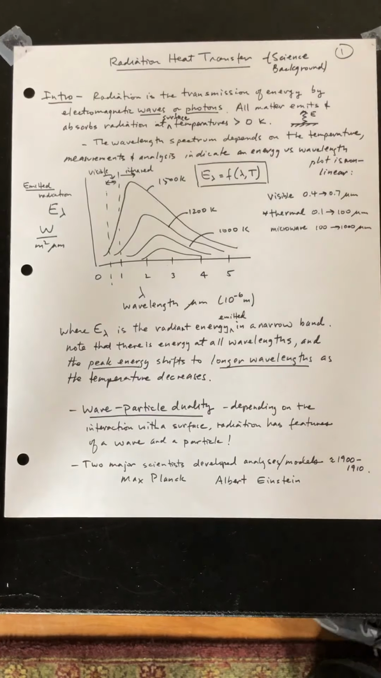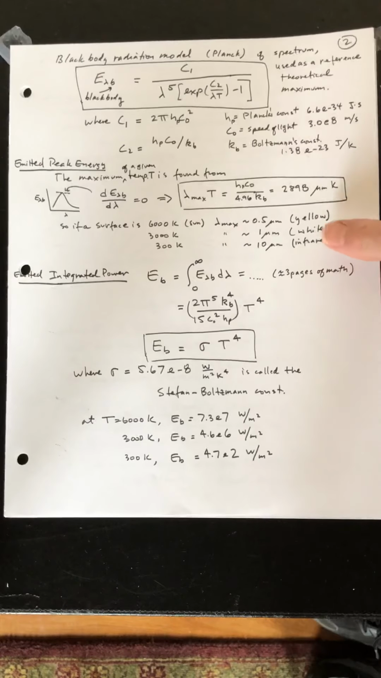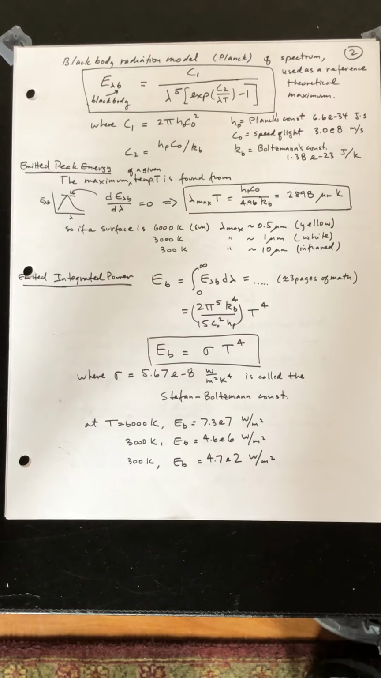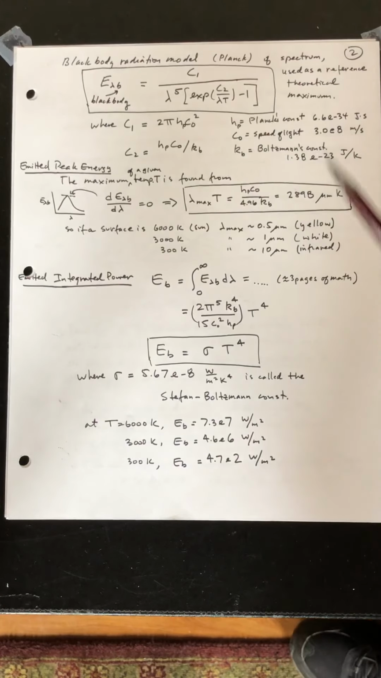So what did Planck do? Planck came up with this Planck blackbody radiation equation, which we'll integrate to use. And it has some really interesting constants. Planck's constant, speed of light, and Boltzmann's constant, who was another famous physicist.